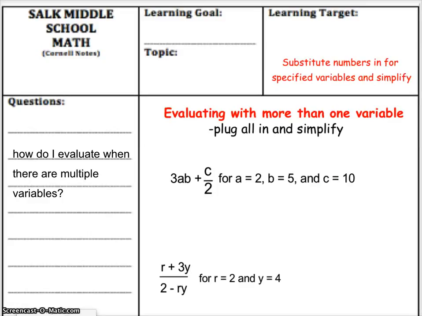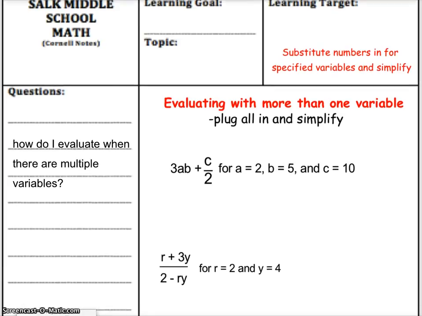Okay, next part of our learning target, we're still evaluating, we're still plugging in, except now we have multiple variables. And it's the same strategy. You just have to remember to put the right variable where it's supposed to be. So you plug them all in and you simplify. So this is saying 3ab, that means 3 times a times b, plus c over 2. So 3 times a times b plus c divided by 2.